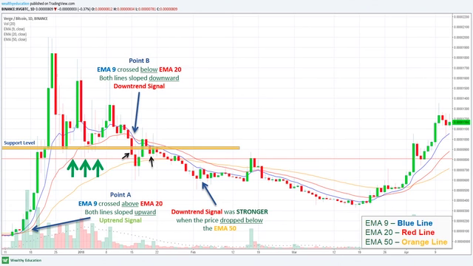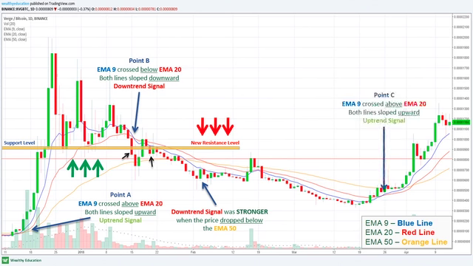The old support level now became a new resistance level that prevented the price from rising up again. So in this case, we could confirm that this was a downtrend. The EMA 9 crossed above the EMA 20 at point C, and both lines were sloping up. This means the trend had reversed, and it was time to buy back the coin at a lower price. And when the price goes up, we'll make an easy profit.